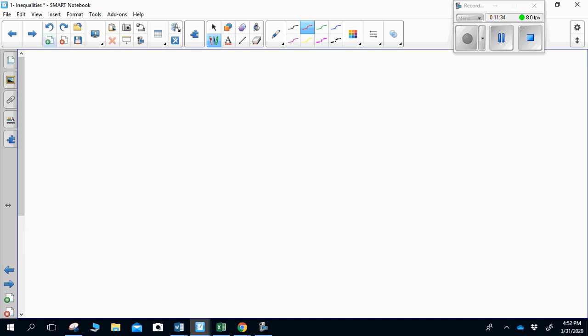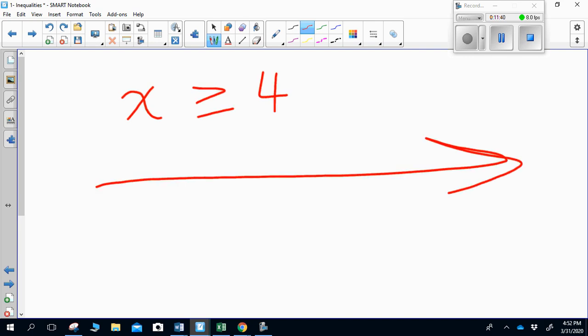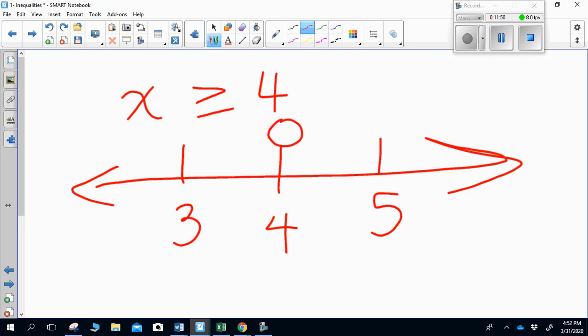So let's say I have x is greater than or equal to 4. So starting off the same way, I draw my baby number line, put my 4 in the middle, put my 5 to the right, put my 3 to the left. And because I'm going to do a circle to show that it's 4, but because it's or equal to, I'm going to color that circle in, which means my answer could be 4. The same process goes through, but I'm showing it could be 4.